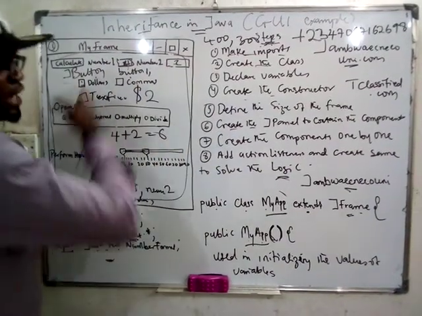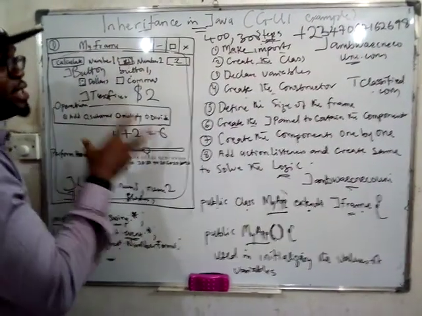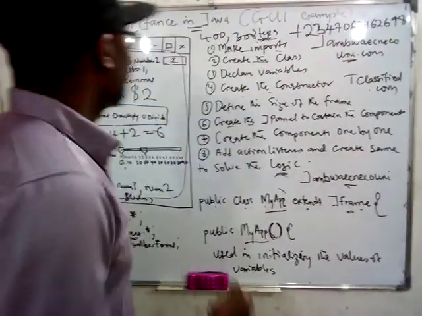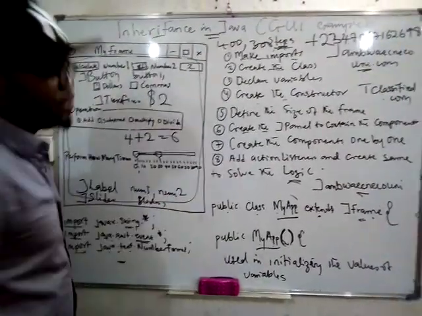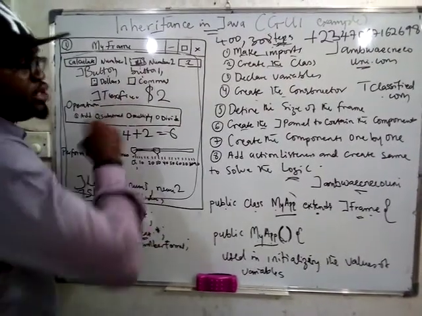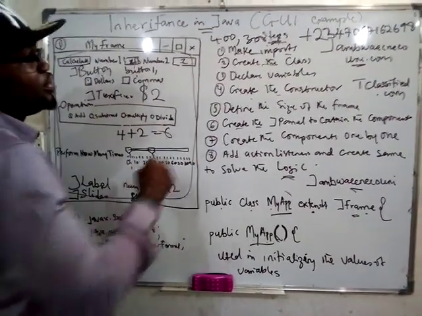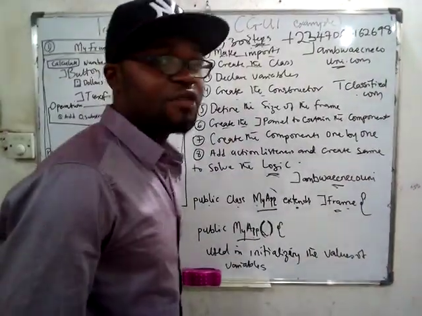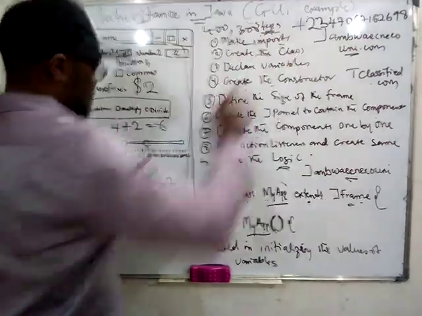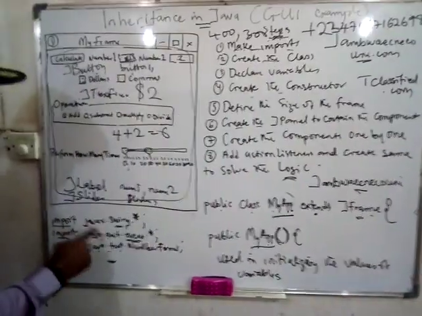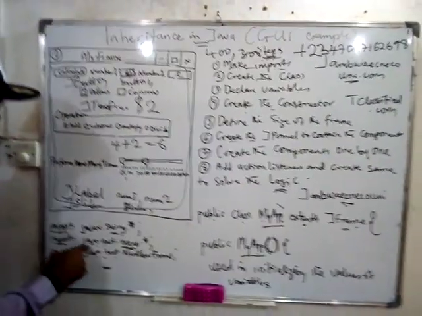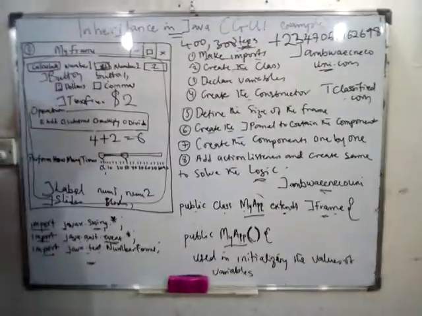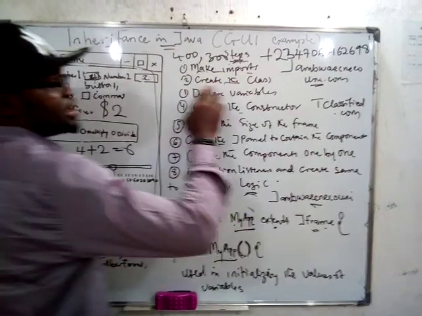This is a GUI, graphical user interface, that can be used in building simple applications like a calculator. And I made mention of the steps used in creating a GUI like this, provided that it is exhibiting the feature of inheritance. Number 1, make the imports. And I told us these are the imports that you need to make: javax.swing.*, java.awt.event, java.text.NumberFormat. After making the imports, create the class.